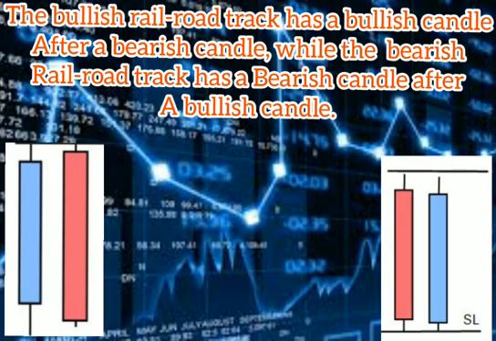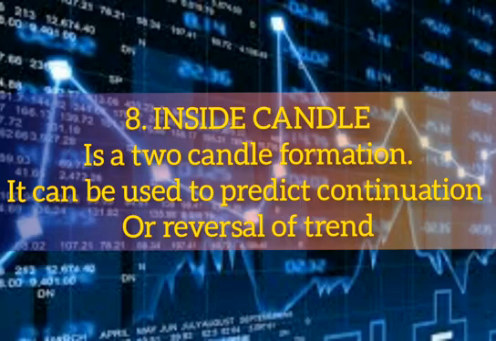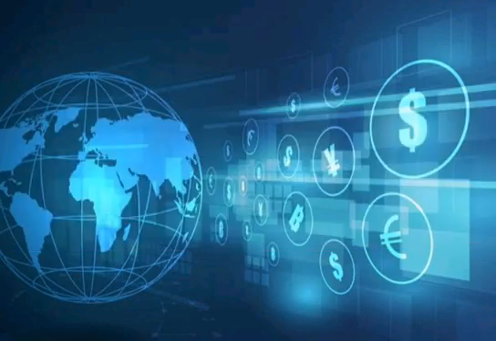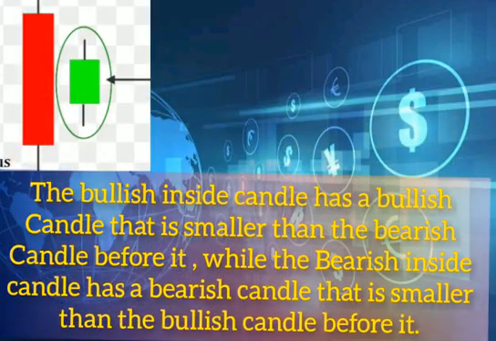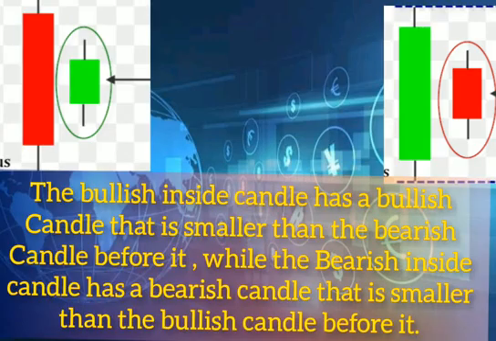8. Inside candle is a two-candle formation. It could be used to predict continuation or reversal of trend. The bullish inside candle has a bullish candle that is smaller than the bearish candle before it, while bearish inside candle has a bearish candle that is smaller than the bullish candle before it.